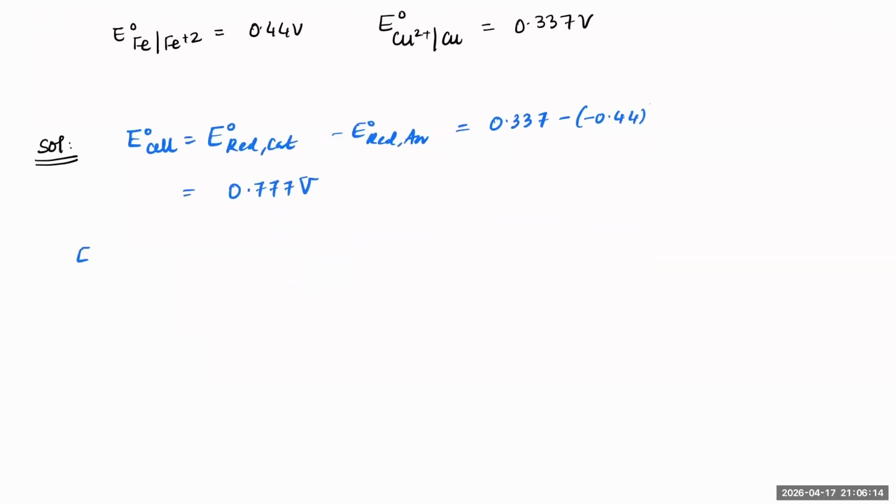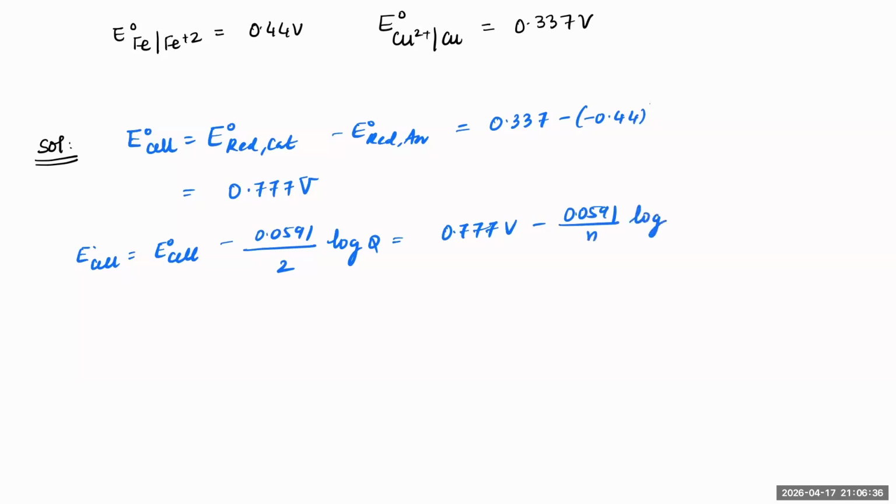Now if I put the formula, E cell will be equal to E naught cell minus 0.0591 by n, and you can notice the number of electrons transferred is 2, times log of Q. So E cell is equal to 0.777 volts minus 0.0591 by n log of Q.